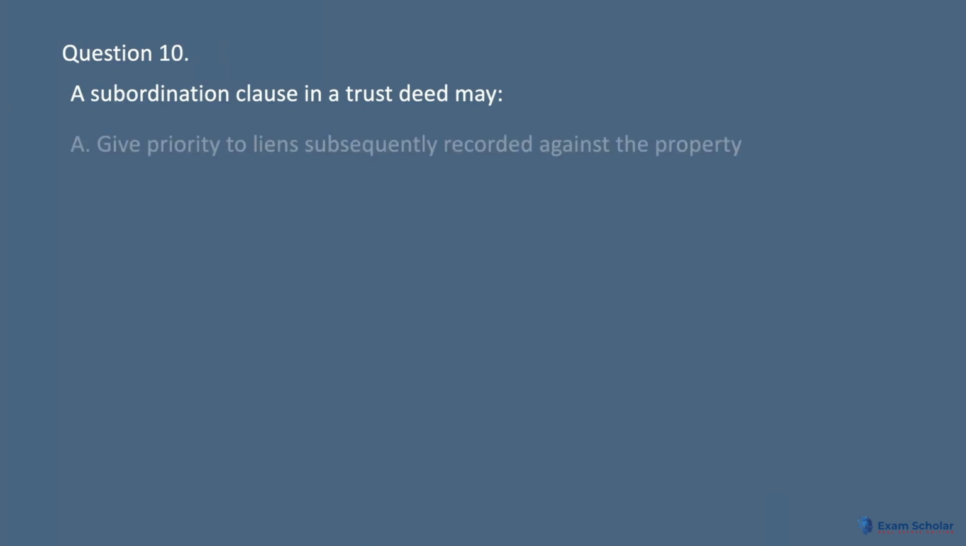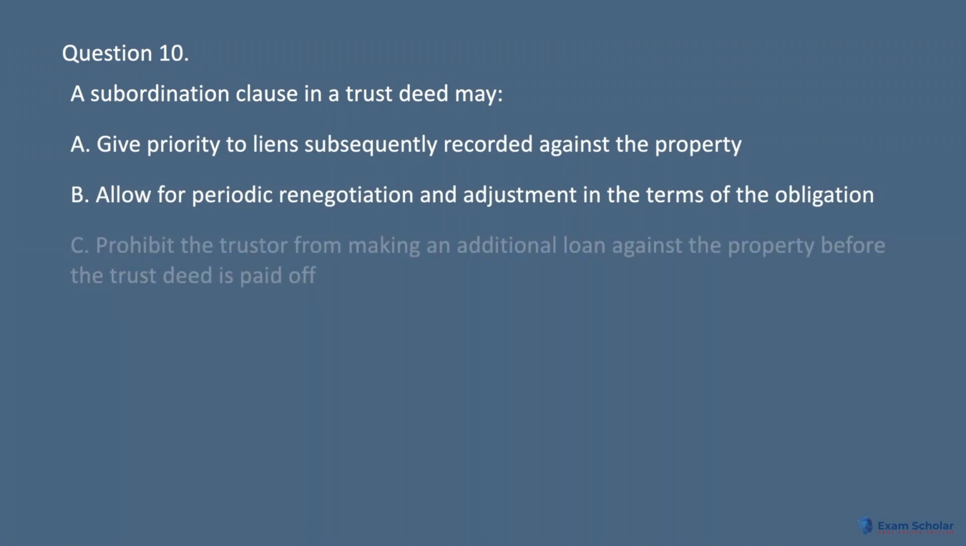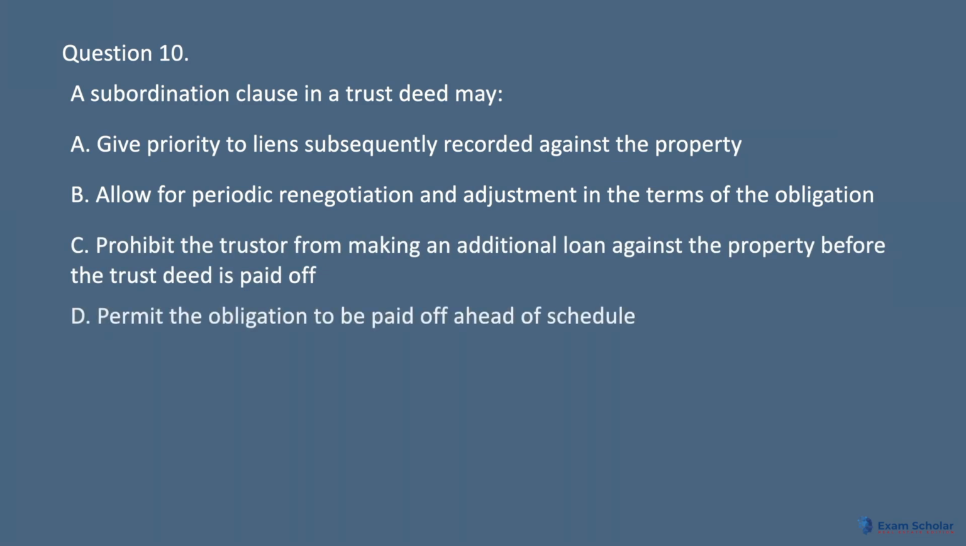Question 10. A subordination clause in a trust deed may A. Give priority to liens subsequently recorded against the property. B. Allow for periodic renegotiation and adjustment in the terms of the obligation. C. Prohibit the trustor from making an additional loan against the property before the trust deed is paid off. D. Permit the obligation to be paid off ahead of schedule.